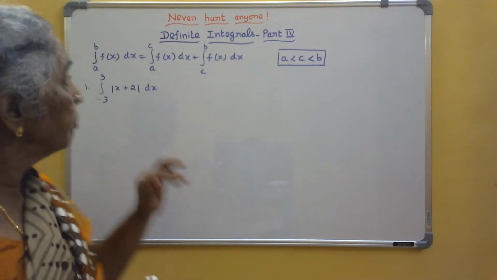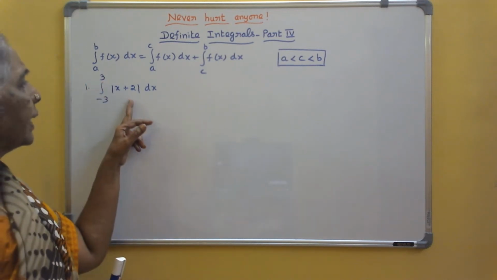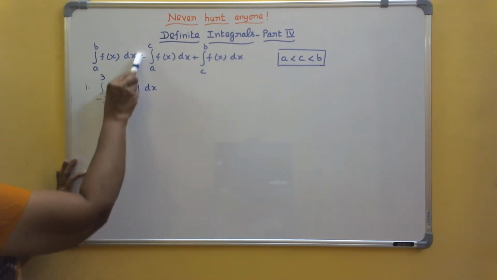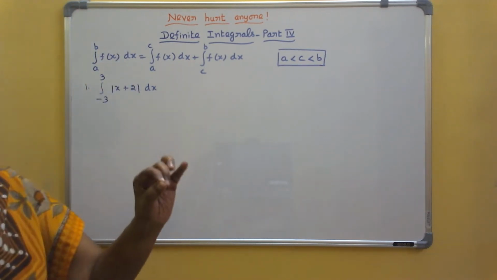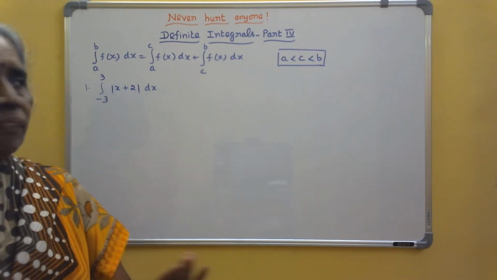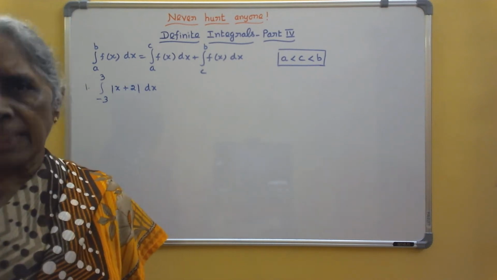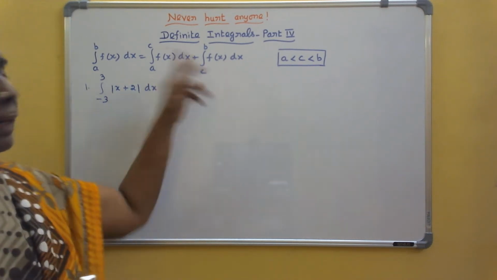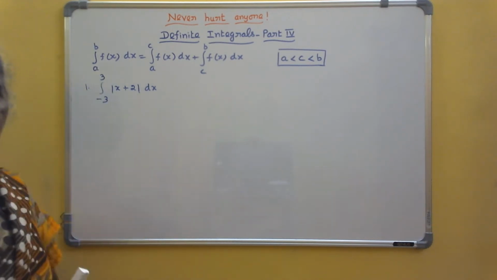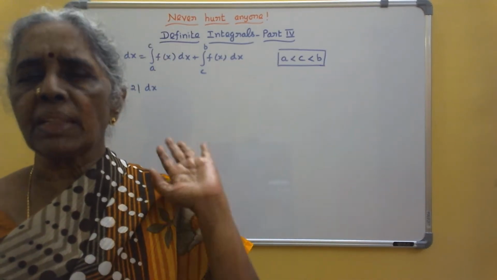First sum. Integral minus 3 to 3 mod x plus 2 dx. Now, this is that integral a to b f of x dx. The f of x is a modulus function. So, you definitely know you have to make use of this formula. So, I have to find the c. Then only I can write like this, right? Now, this is my a and this is my b. That is, the lower limit a is minus 3 and the upper limit b is 3.